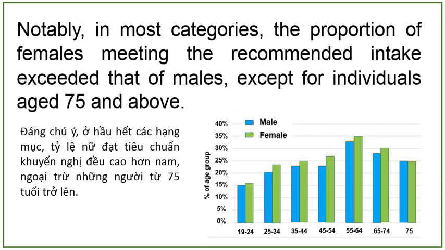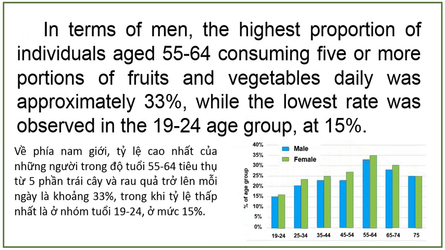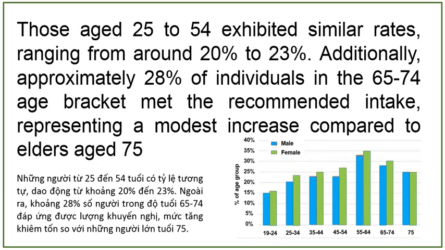Notably, in most categories, the proportion of females meeting the recommended intake exceeded that of males, except for individuals aged 75 and above. In terms of men, the highest proportion of individuals aged 55 to 64 consuming 5 or more portions of fruits and vegetables daily was approximately 33%, while the lowest rate was observed in the 19 to 24 age group at 15%. Those aged 25 to 54 exhibited similar rates, ranging from around 20% to 23%.